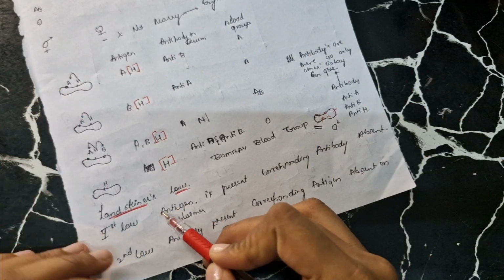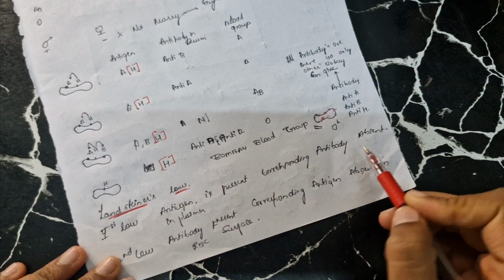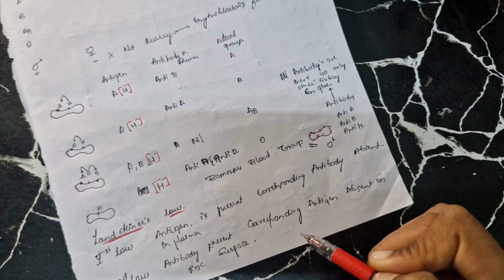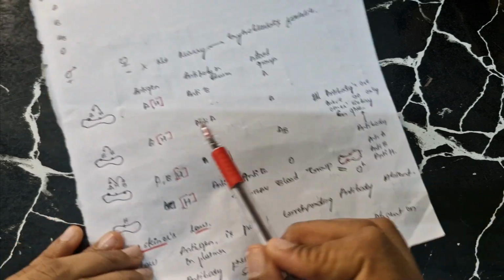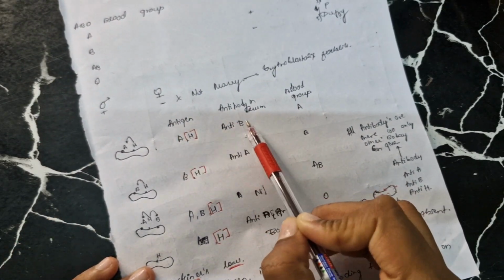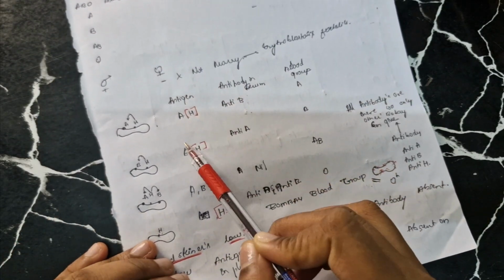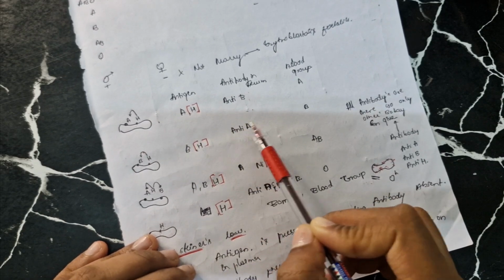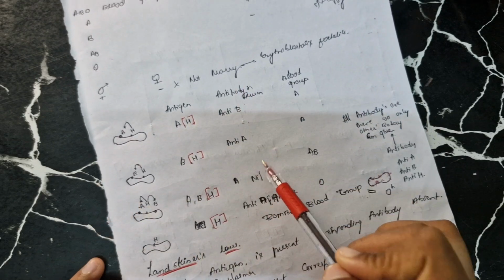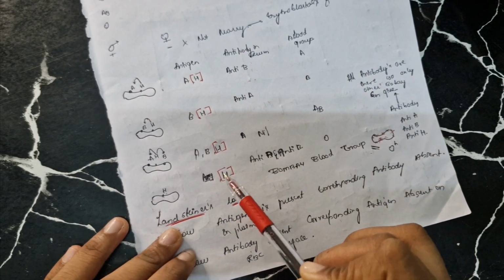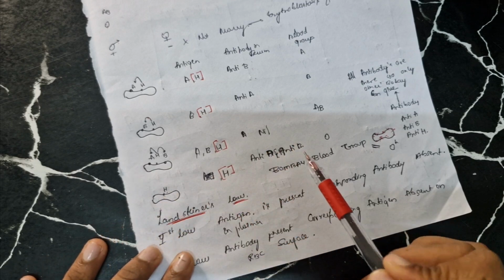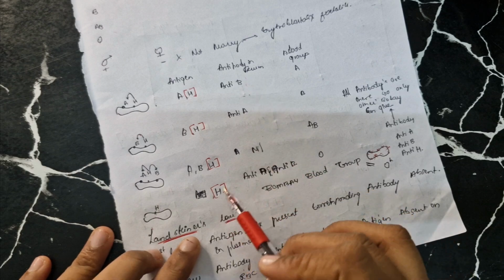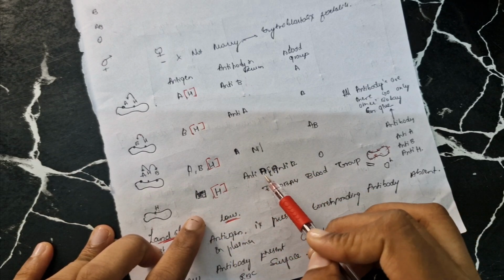Landsteiner's law says if an antigen is present, then the corresponding antibody will be absent. If an antibody is present, the corresponding antigen will be absent on the surface. So if antigen A is there, antibody A will be absent, so the other antibody will be B. If antigen B is there, antibody B will be absent, and the other antibody, A, will be there. If AB is there, there won't be any antibodies. And for the O blood group there is an H antigen, so anti-H will be absent in the plasma. A and B are not there, so antibody A and B will be there.